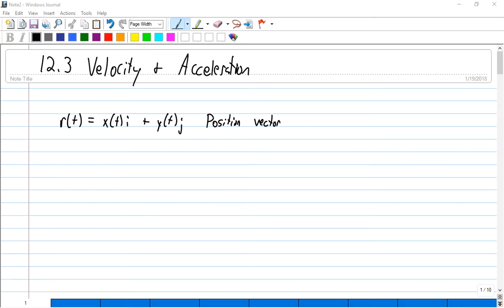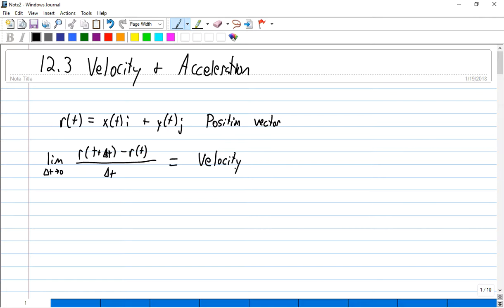So if you can take the limit as delta t approaches 0 of that change in the function, then that would give you the velocity vector. Like, the limit as delta t approaches 0 of r of t plus delta t, this is just going back to the definition of the derivative, minus r of t, all over delta t. If that exists, then whatever you get from that is called the velocity vector. So take the derivative of the position vector, you get the velocity vector.